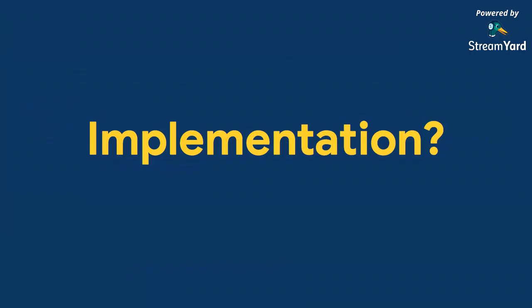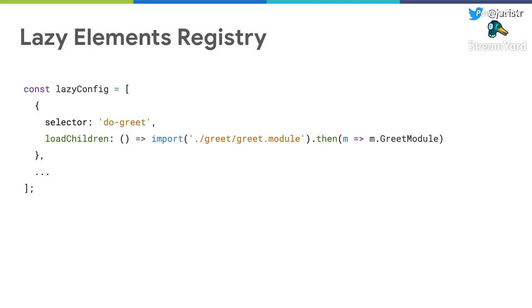So let's have a look at how the implementation of that actually works. As we have seen just now, we have first of all that registry. We need to somehow create a mapping between possible tags which Angular might find on the page within our components and what module it should load. And this is exactly the same structure as we have for the router. So we have the selector, which could be the path basically, and then we have that loadChildren, which has the dynamic import statement.